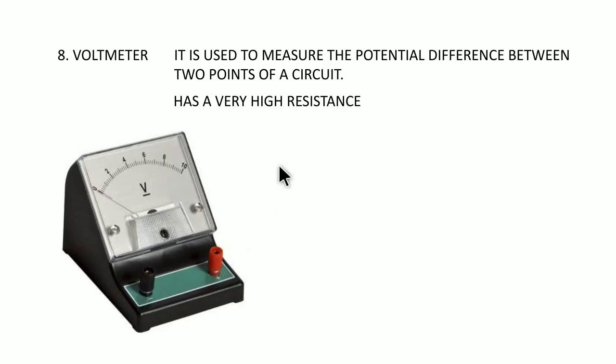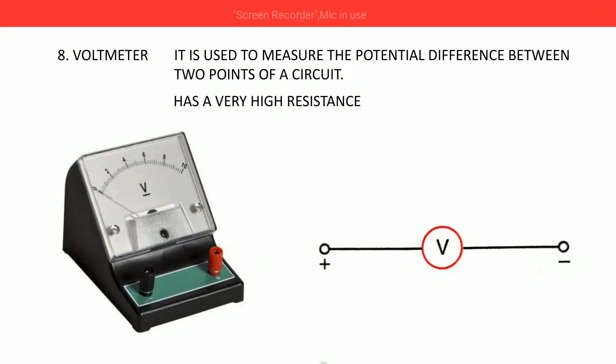in parallel, because it needs to take the measurement of the voltage, the potential across the terminals of the given source of electric current. And here, from plus and minus it has to be connected, and the symbol used over here is V. So capital V represents a voltmeter.